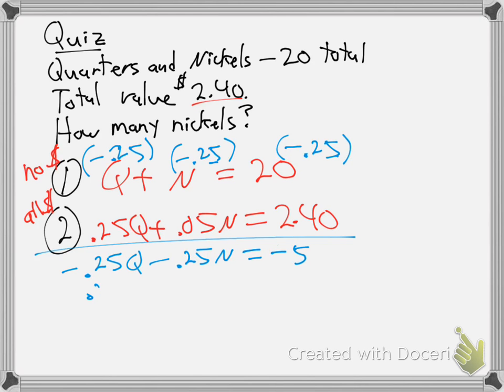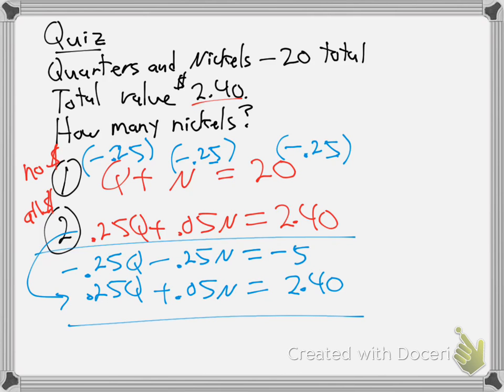The bottom one, let's bring the bottom one down, no changes. And then add the two equations, these cancel. This is minus 0.20n, this is minus 2.60. Good to there, right? We canceled out the q's. That's what you've got to do to eliminate one of the letters, right? By making them opposites.